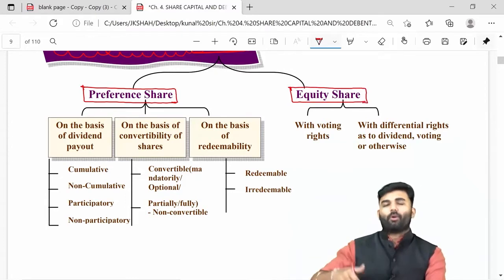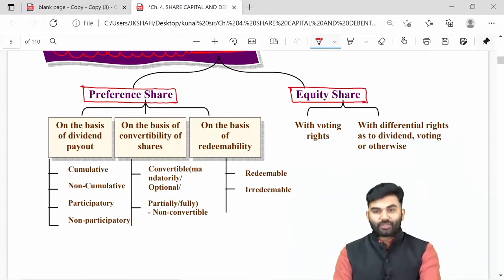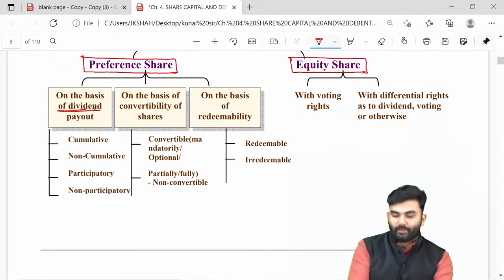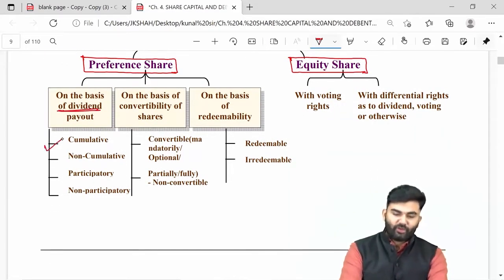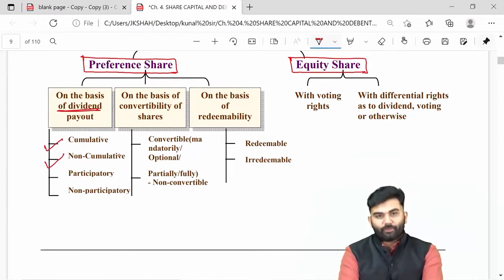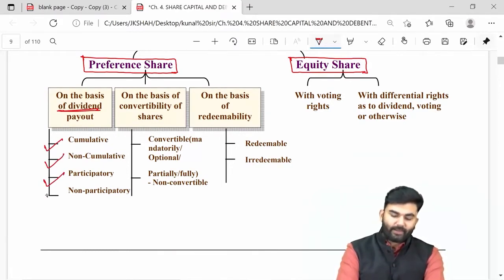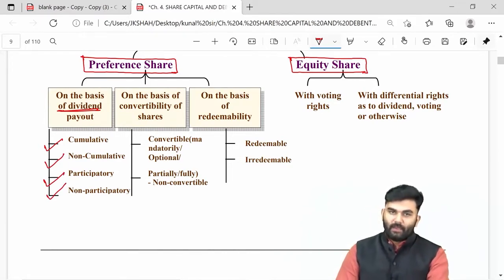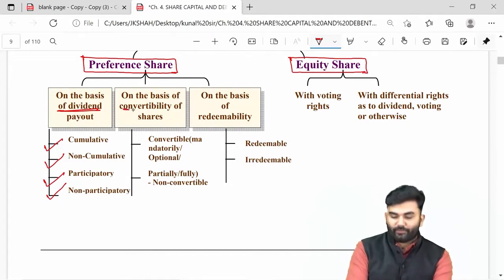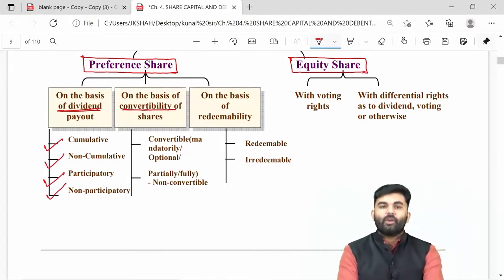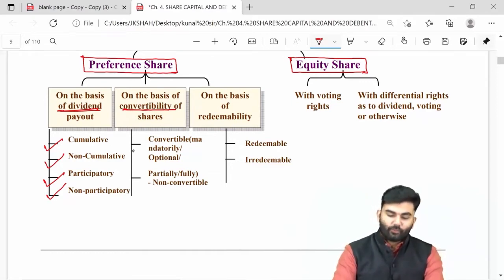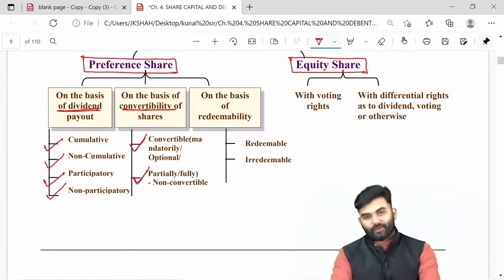A preference share can be further classified on the basis of dividend, wherein it can either be a cumulative preference share or a non-cumulative preference share. It can either be a participatory preference share or a non-participatory preference share. A preference share can also be classified on the basis of convertibility, wherein it will either be a fully convertible preference share or a partially convertible preference share.